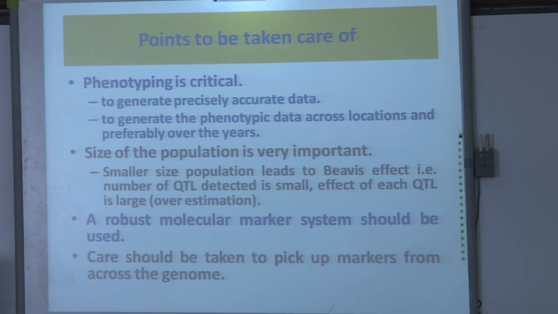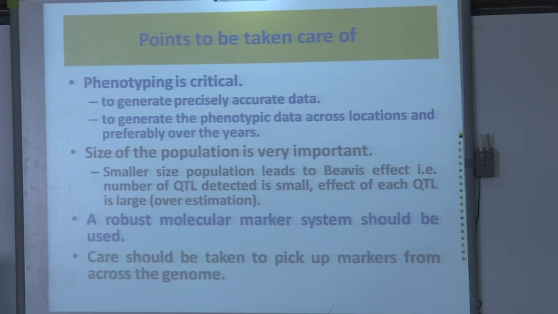If your size of the population is very small, QTLs with very small effect will not be detected, and whatever is detected will have an exaggerated effect. Means QTLs with small effect will not be detected, and whatever QTLs are detected will have exaggerated effect. Okay, so that is overestimation. You need a marker system. I have the answer to this. I have another slide to counter all these three things. We'll see it. But anyway, at present you must understand.